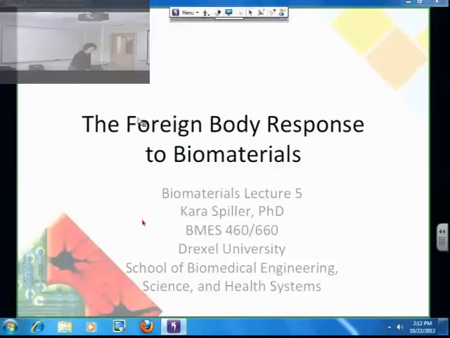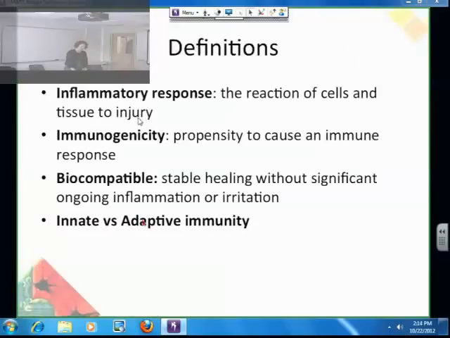Just to get started on some definitions, because I think a lot of times when people talk about the foreign body response, they throw out definitions assuming that you know what they are, and that can be kind of frustrating. So I will try to define everything as we go. And if there's something that's not clear, feel free to stop me. Okay, so the inflammatory response is just the reaction of inflammatory cells of the immune system and the surrounding tissue to an injury.